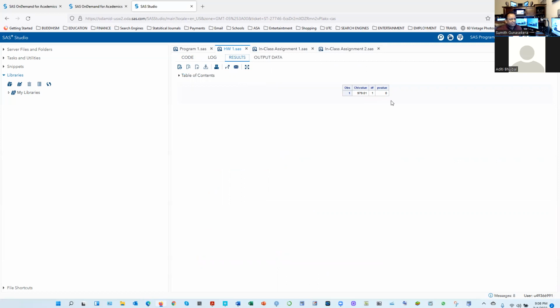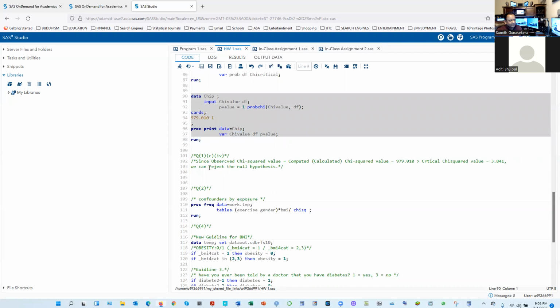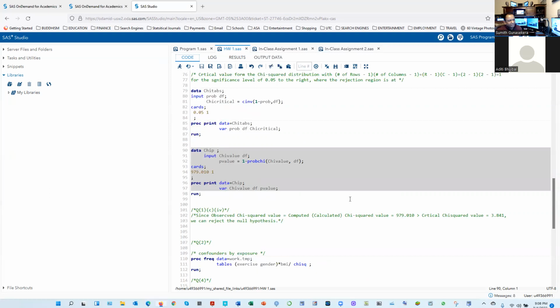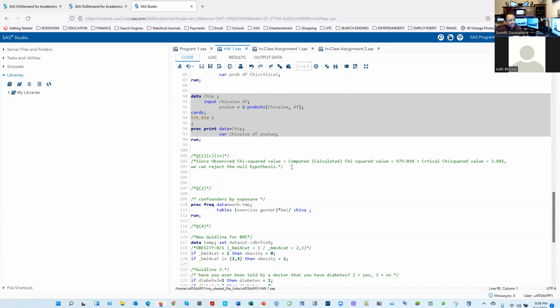So based on the p-value, since we have 0, we can reject H naught. Or by comparing, since the observed chi-squared value, which is the computed chi-squared value, 979.01, is greater than the critical chi-squared value, 3.841, which I got from here, we can reject the null hypothesis.